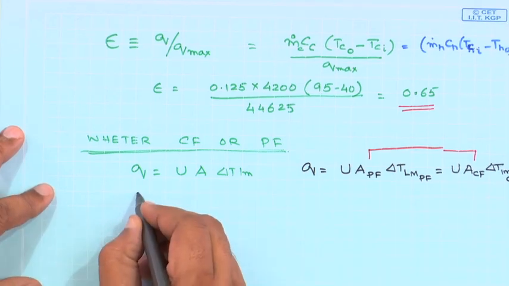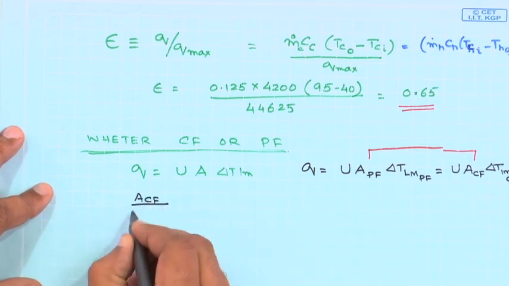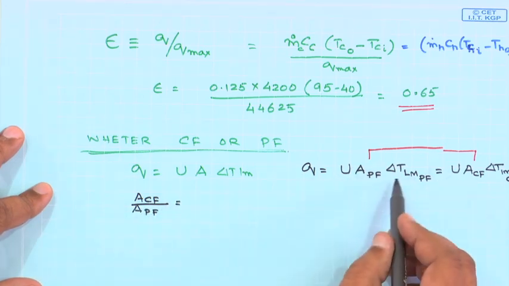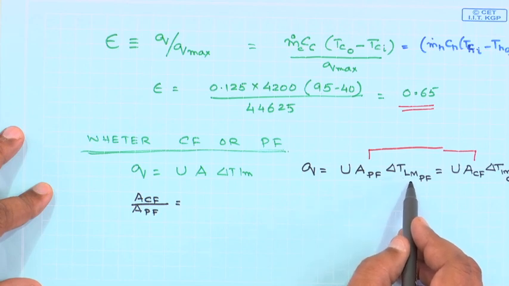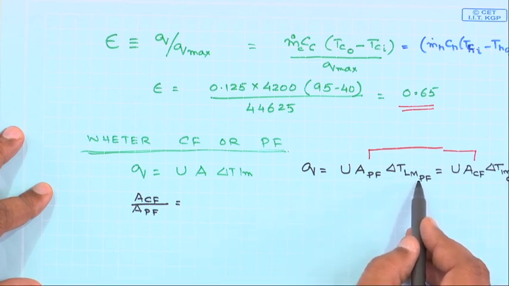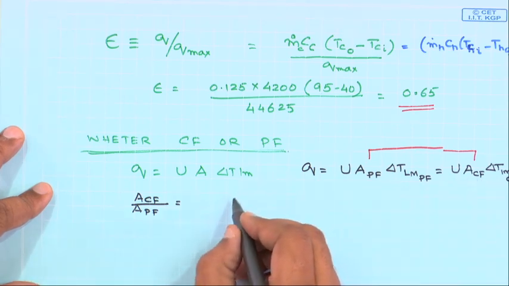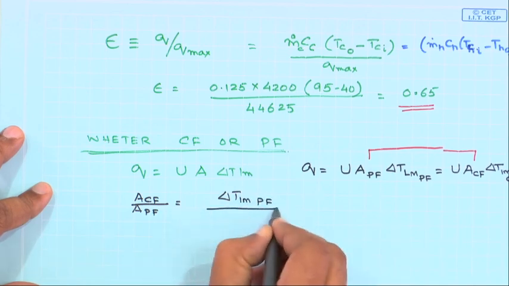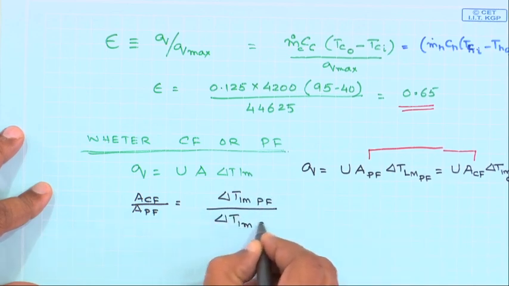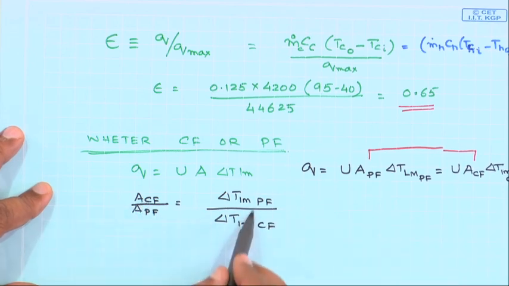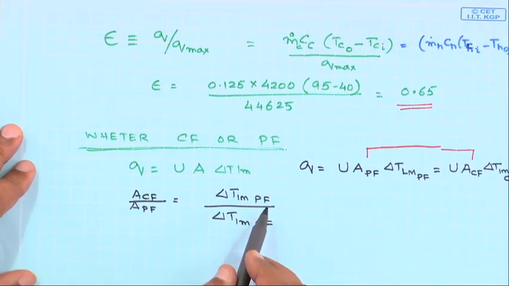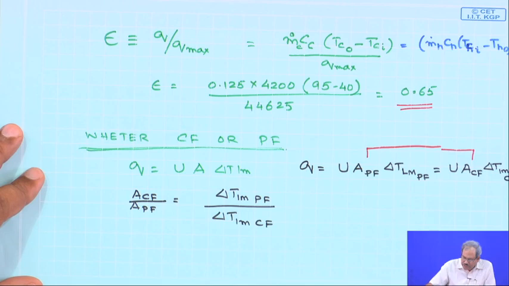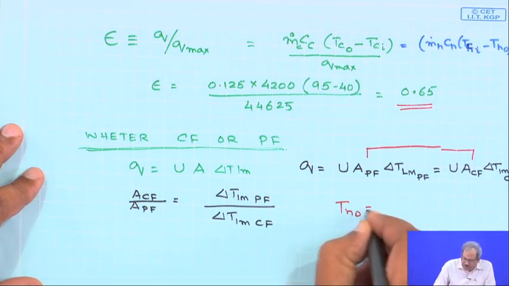In order to do that, I find out what is A counter flow divided by A parallel flow, and what I see is that this U will cancel, and therefore it is going to be the inverse ratio of the log mean temperature difference for these two cases. Therefore, this is simply going to be delta T log mean in the case of parallel flow by delta T log mean in the case of counter flow. So, if I could evaluate this ratio, it would give us the idea of which one is going to be the more efficient one. Now, the unknown in here is that I still do not know what the value of T H O is.